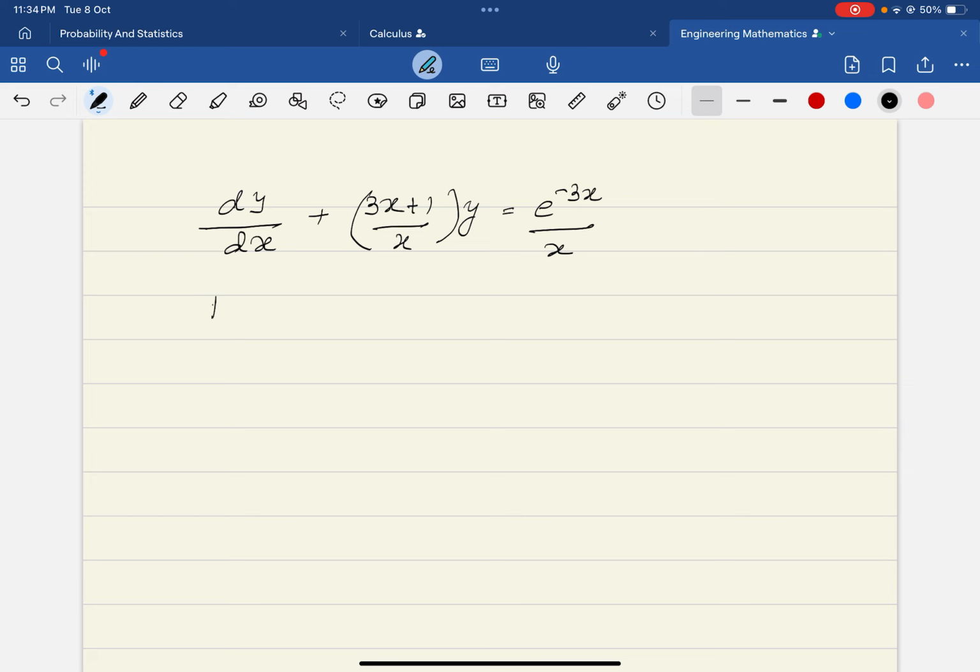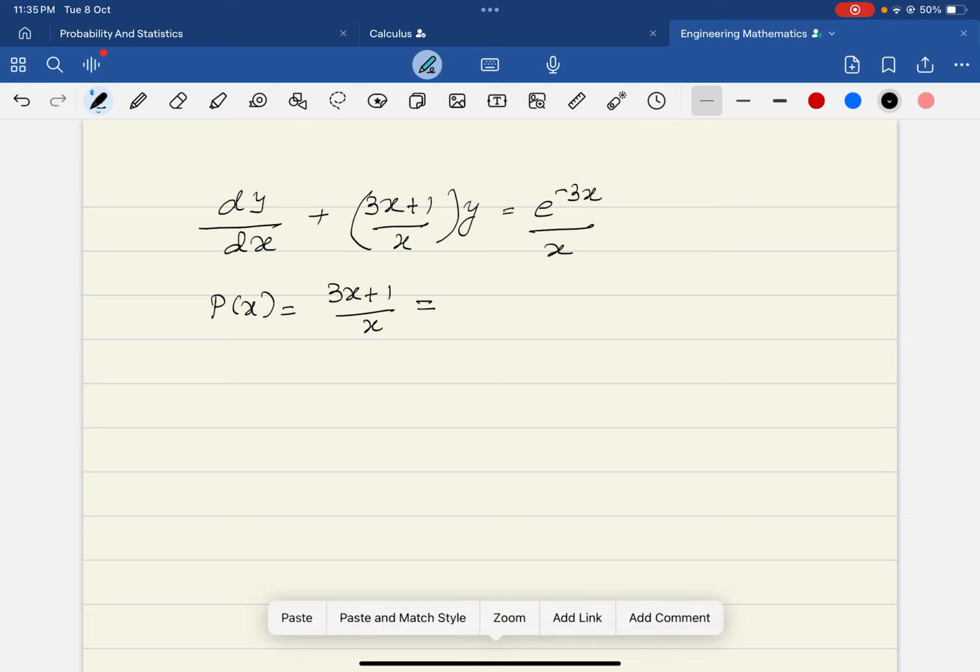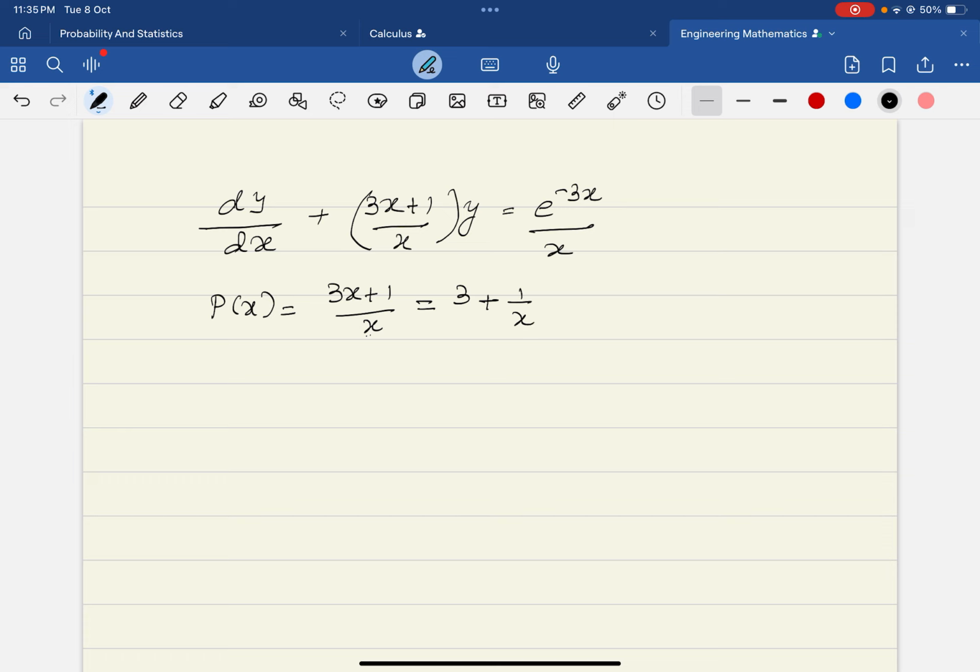So now what is p of x? Now it is in the proper form. What is p of x? It is 3x plus 1 over x. How can you write 3x plus 1 over x? It is 3x by x, which is 3, plus 1 over x. Okay. Next, what is q of x? Q of x is e raised to minus 3x over x.